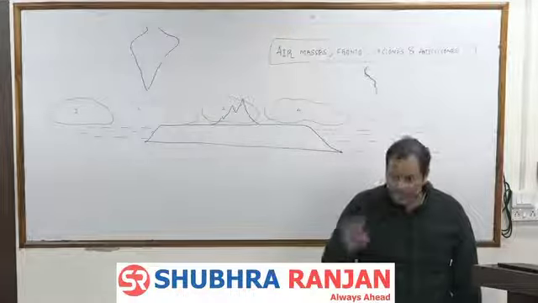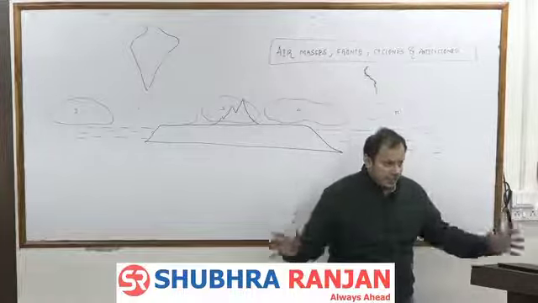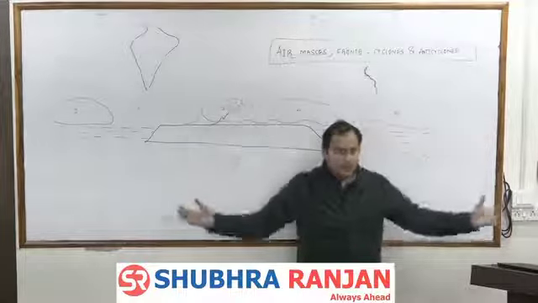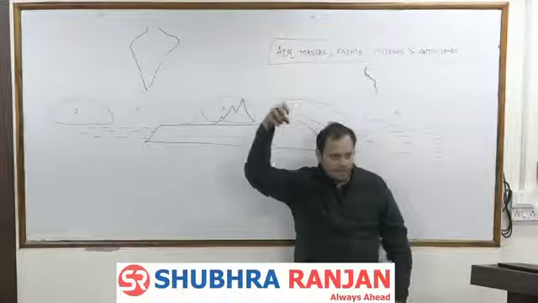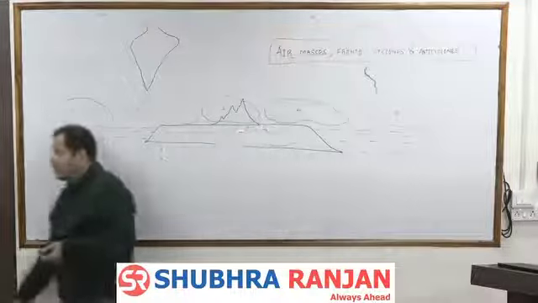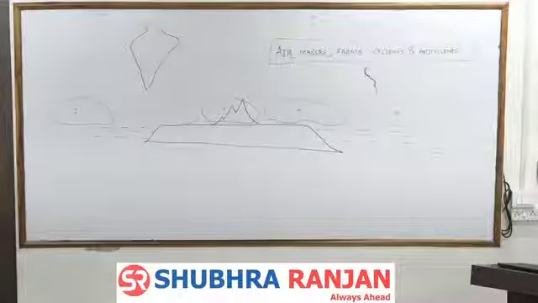Now, what is an air mass? Nothing but wind, but which has become stationary over an area for a sufficiently large amount of time, so that it takes on the property of that area. So that is what an air mass is.